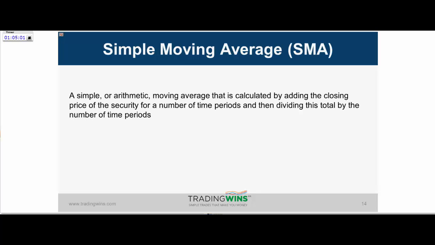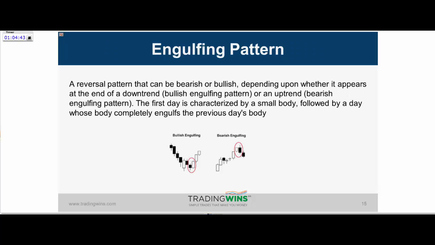Now, for those of you just starting out who might not be familiar with these, let me just explain. A simple moving average is calculated by adding the closing price of the security for a number of time periods and then dividing this total by the number of time periods, just a straight average. The engulfing pattern is a reversal pattern that can be bearish or bullish depending on whether it appears at the end of the downtrend, which would be a bullish engulfing pattern, or at the end of an uptrend, which would be a bearish engulfing pattern.